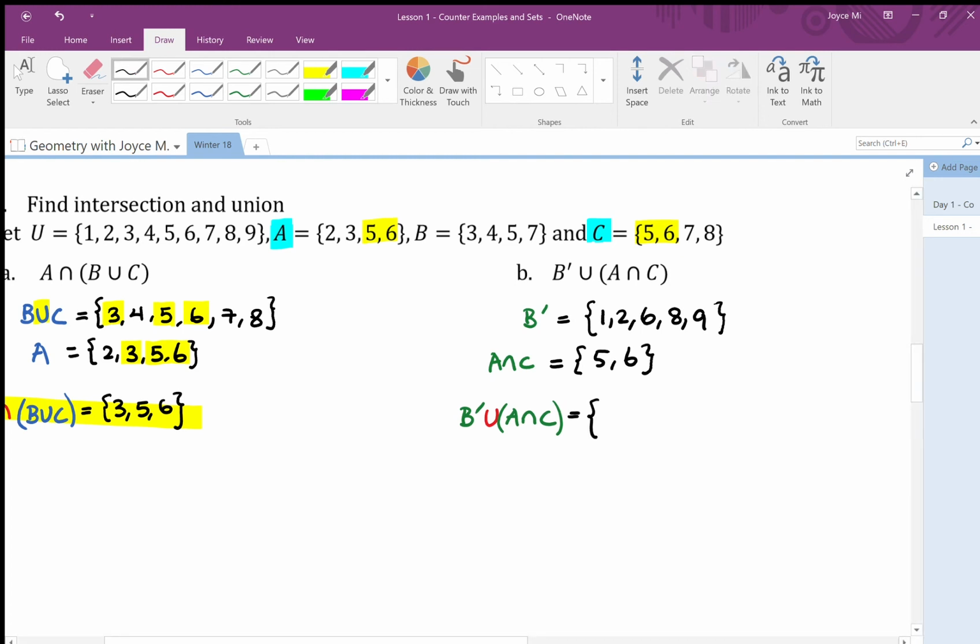So the union of this one and the union of this one. Union tells me I'm looking for things in either one of those. I see that 1, 2, 5, 6, 8, 9 are in either one of those. So therefore, my union contains 1, 2, 5, 6, 8, 9. Okay, and that will be my final answer for the sets.